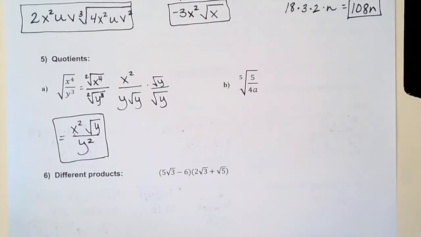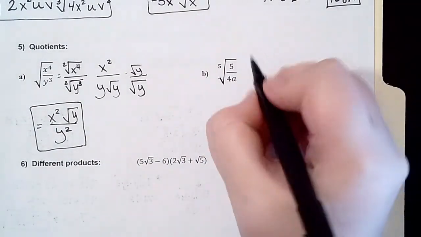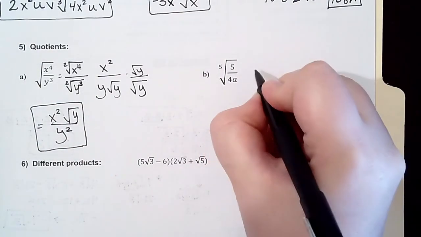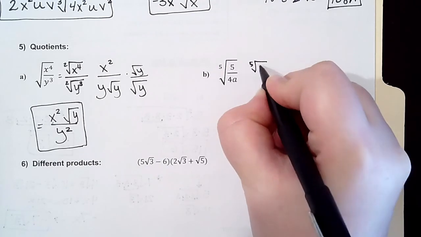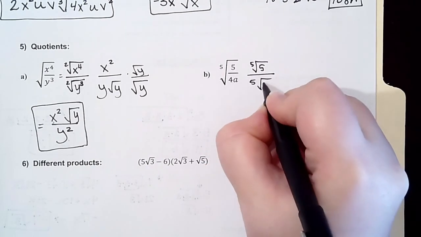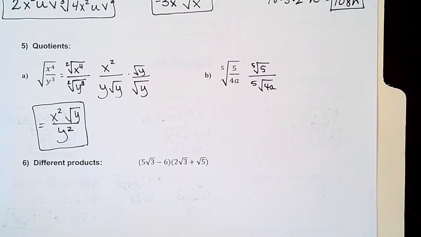All right, next one. This one we've got the 5th root. Same thing, the same way that we split up a square root, we're going to split up that 5th root. We're going to give it to the top. We're going to give it to the bottom. And from there, we can't simplify anything, but we still have to rationalize it.